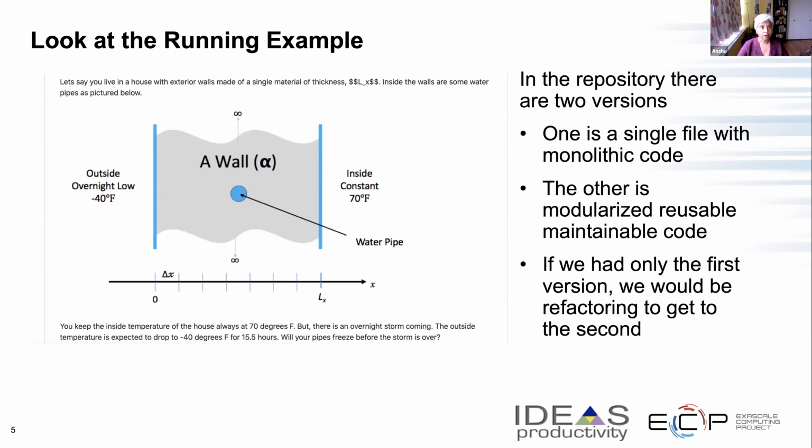So let's go back to our running example. This was the one that I mentioned in the design. If you go to the repository that we have pointed you to, there are two versions of the code. One is a single file with the monolithic code, and the other is a modularized, reusable, and maintainable code. If we were given the first code, then the refactoring would result in the kind of code that is the second version, if we got the refactoring right.